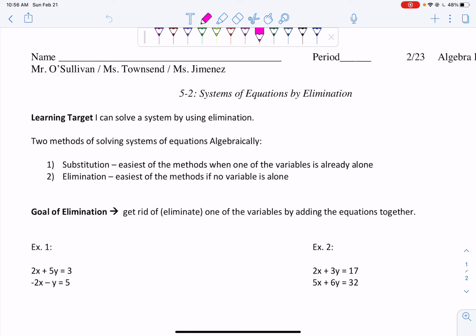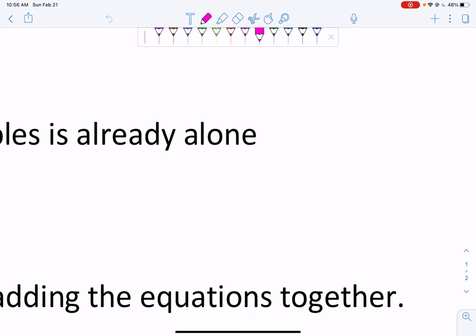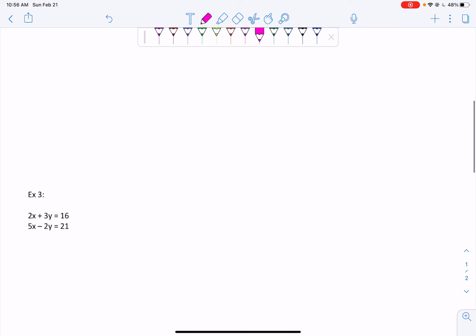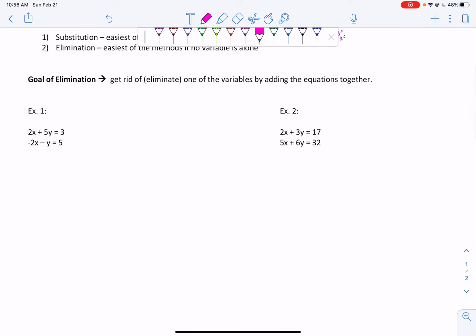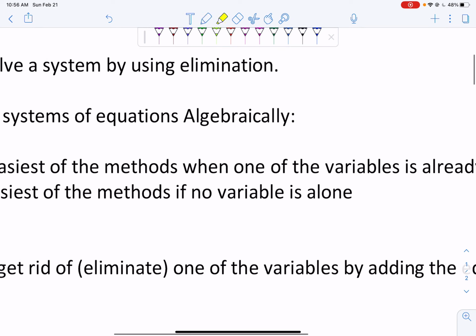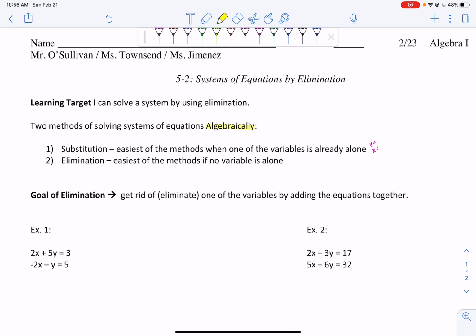Substitution is easiest of the methods when one of the variables is already alone. So if you already have something written as y equals or x equals, you want to use substitution. And elimination is the easiest of the methods if there's no variables alone. So if you look at these three examples we're going to be doing today, none of those variables are by themselves. There is no x equals, there is no y equals. It's all x plus y equals a number. So whenever it says solve algebraically, you get to use substitution or elimination. You get to decide.